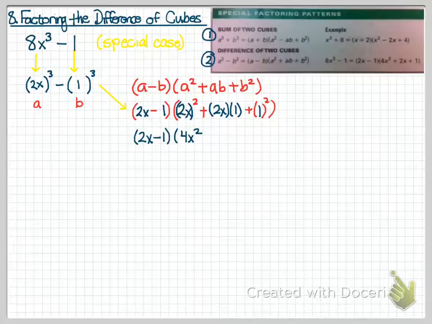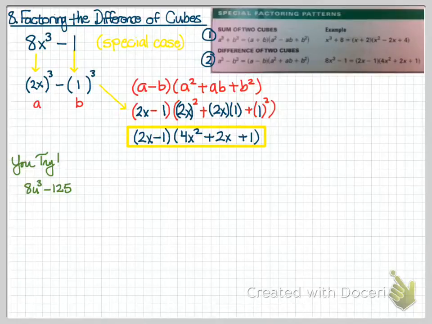So 2x squared becomes 4x squared. 2x times 1 is 2x. And 1 squared, I think it's 1. So that is our final answer to this after we've substituted everything in and multiplied it out. So if you look to the right, that is the answer that they have as well. Is that correct? Yes, I got it right.